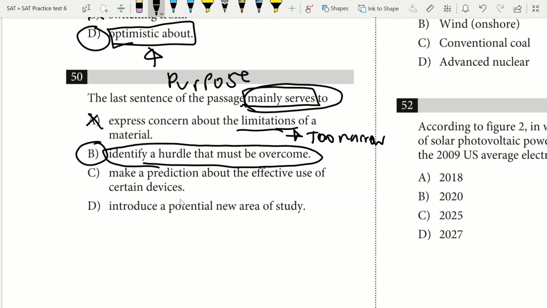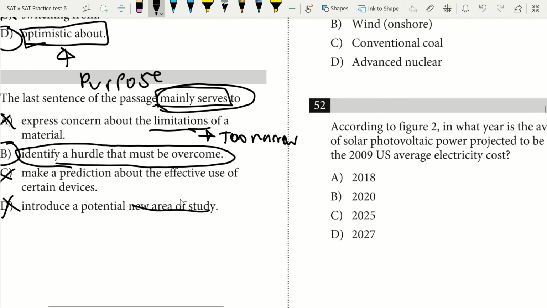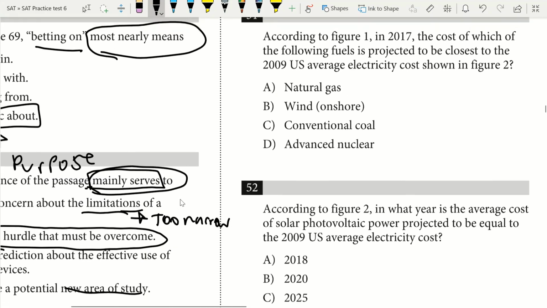And then as far as option C and D, making a prediction about the effective use of certain devices, we don't do that, or introduce a new area of study. Both of those are just factually incorrect. Okay, we're identifying that hurdle or that obstacle that needs to be overcome in that solar industry.